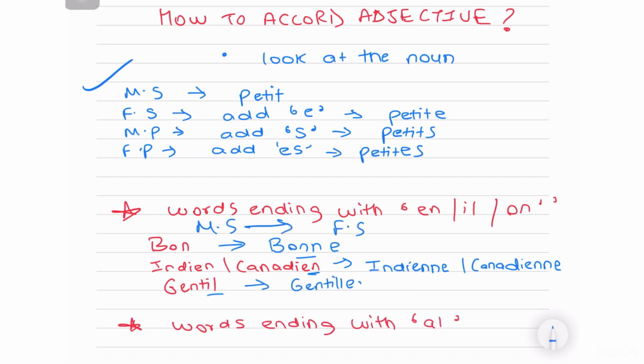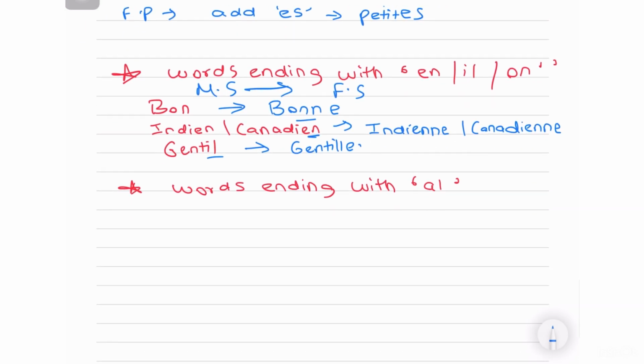Now for words ending with al in masculine singular, what will happen to them? In plural form, that is masculine pluriel, they will end with aux.